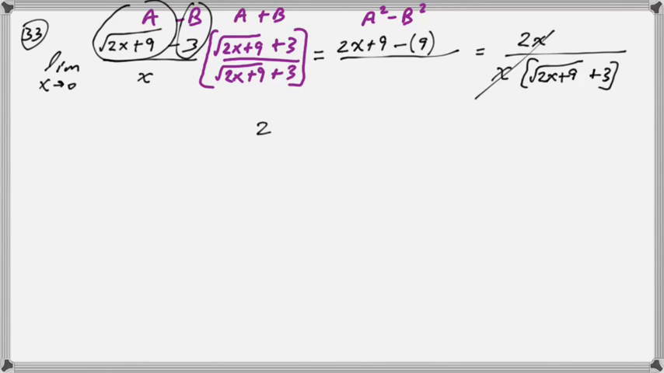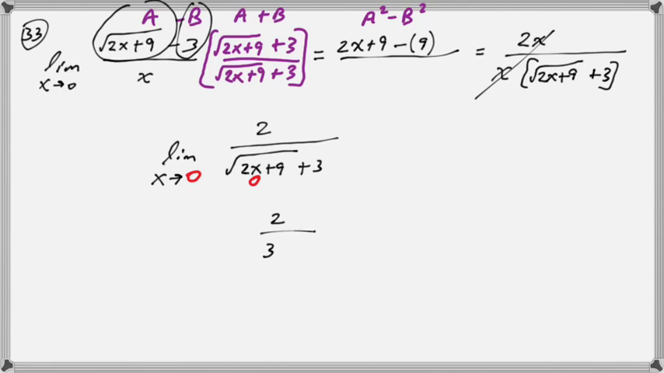Cancel your x's, leaves me a 2 on top. 2x plus 9 and plus 3. We're doing the limit as x approaches 0. So I'm going to replace the x with 0, making the square root of 9 plus 3, so you get 2/6, which simplifies to 1/3. Okay, that was a conjugate.